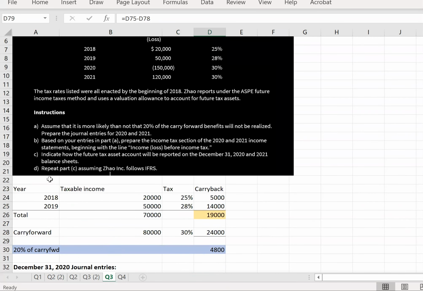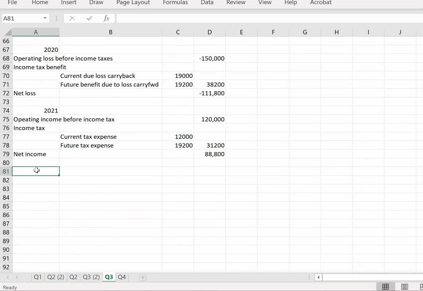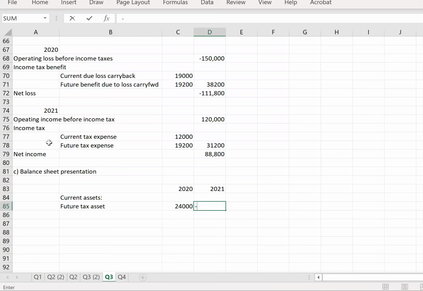Okay. So C says, indicate how the future tax asset account will be reported on the December 31st, 2020 and 2021 balance sheets under ASPE. So C is balance sheet presentation. We're going to have 2020 and 2021. Here we have current assets, future tax asset, and we would have reported the entire 24,000 that we had in our books as a current tax asset in 2020 and nothing in 2021 because of course we've cleared it out.